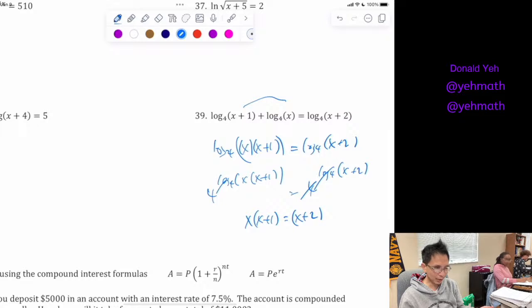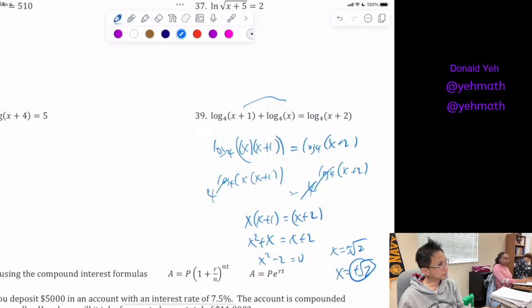And now we just have to solve this equation. X squared plus x equal to x plus 2. So it'll be x squared minus 2. X equal to plus or minus square root 2. But of course, minus is not right. So it's going to be plus square root 2. Yeah.